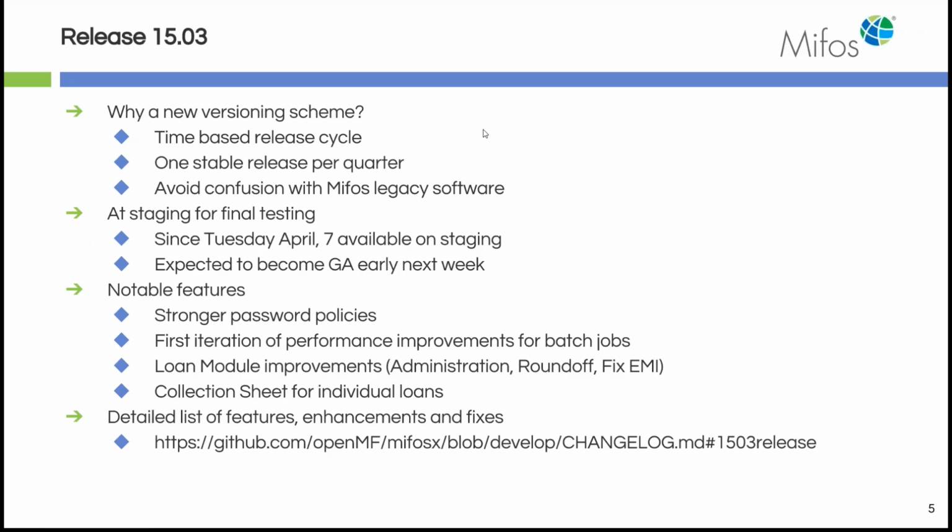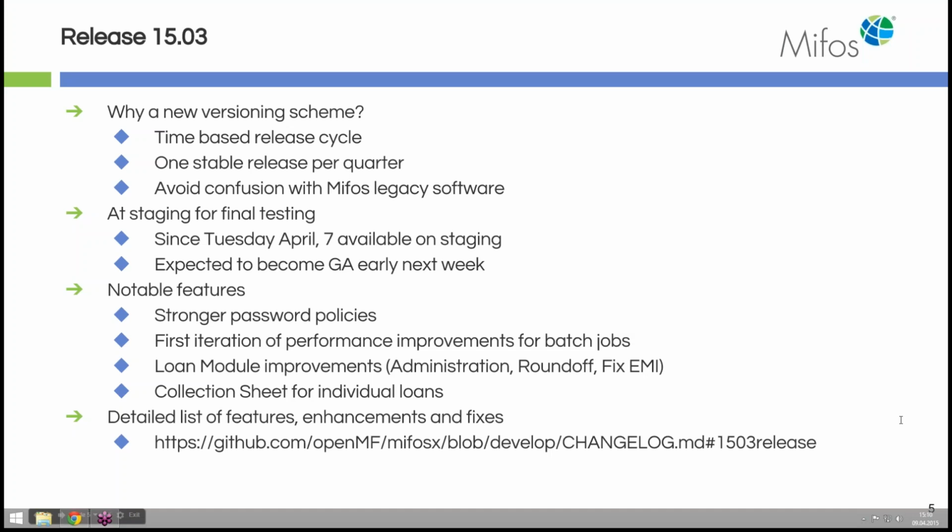Release 1503 is coming, and first of all, the question often comes up, why a new version scheme? So we decided on a new scheme for 3 reasons. The first reason is we're simply doing time-based release cycles now, and this means that we will have a stable release every quarter, and we wanted the version number to reflect that.